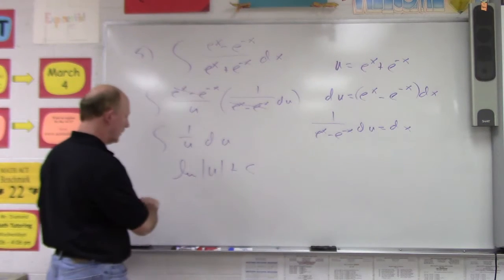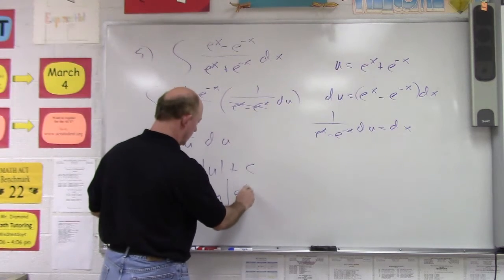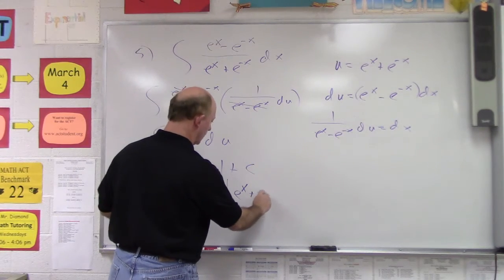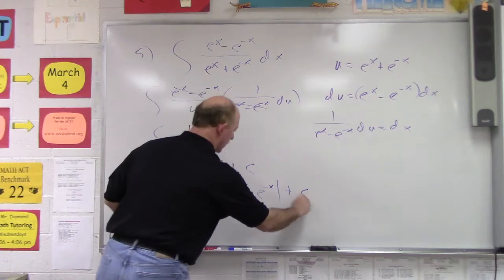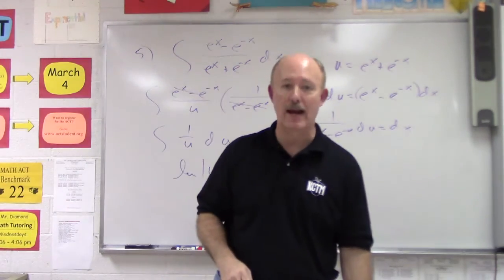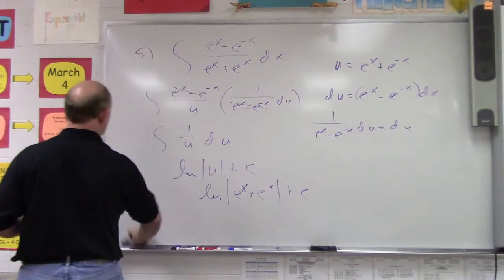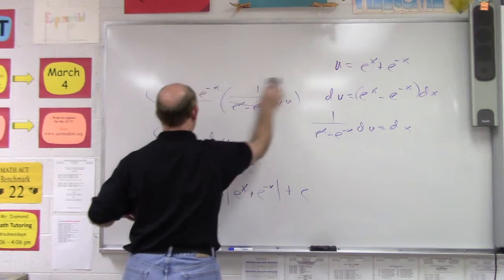So let's put this back in terms of x. This will be our answer here: natural log absolute value e to the x plus e to the negative x plus our constant of integration. That's going to be our final answer. So watch out for fractions. There is no quotient rule. All right, so let's try this right here. So erase this.